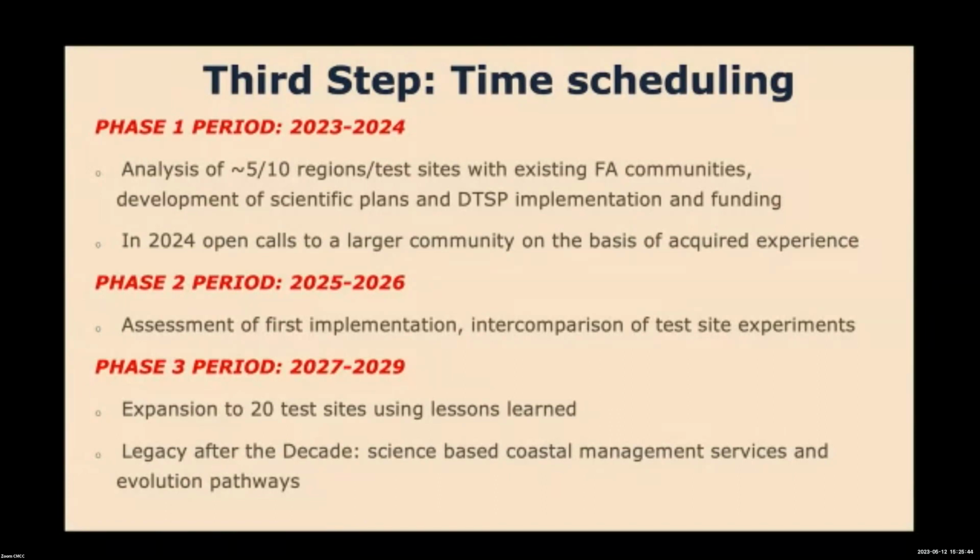In phase 2, we have to have a moment in which we stop implementing. There is a little bit of a mismatch in my dates because 2023-25 is also the implementation, and 25-26 we have to assess. We have time to do a first assessment, and we should do it. We should also start to intercompare the test site experiments. And then the third phase, where we can expand and see what we have done wrong, that we can change because we still have time, and then legacy.